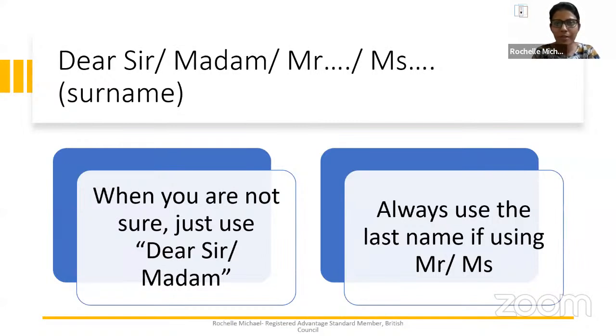Pereira or someone. So you can say Mr. and do not put the first name. Now, for example, let's say one of you is writing a formal letter to me.